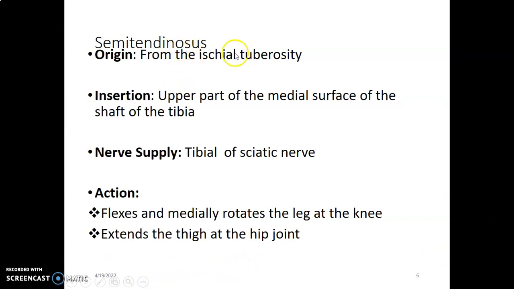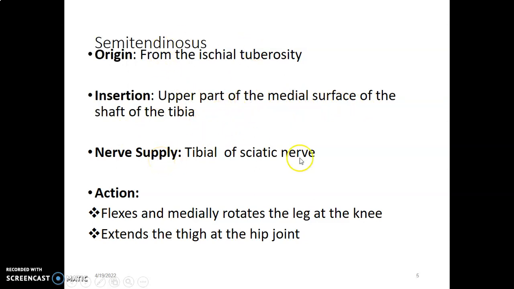Semitendinosus originates from the ischial tuberosity, as we have said, and inserts on the medial surface, the upper superomedial surface, actually, of the tibial shaft. Remember, semitendinosus together with sartorius and gracilis will form the pes anserinus, sort of looking like a duck's foot, on the superomedial surface of the tibial shaft. So semitendinosus, that's the insertion point.